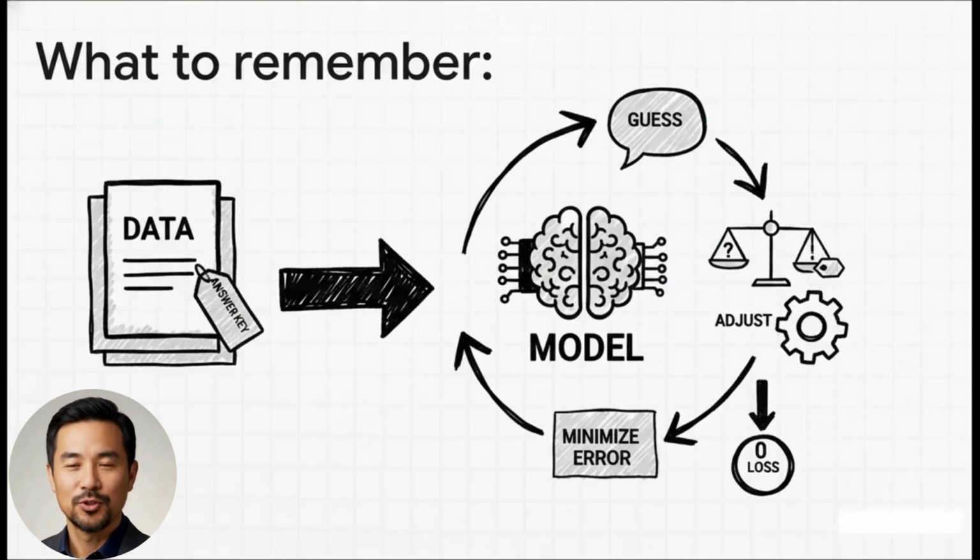So if you remember anything, remember this. Supervised learning needs labeled data. That is the answer key. The model's whole goal is just to learn how to map inputs to the correct outputs. And the way it learns is by guessing, checking its work, and trying to minimize its errors again and again.